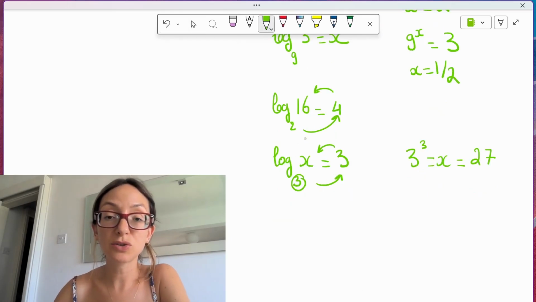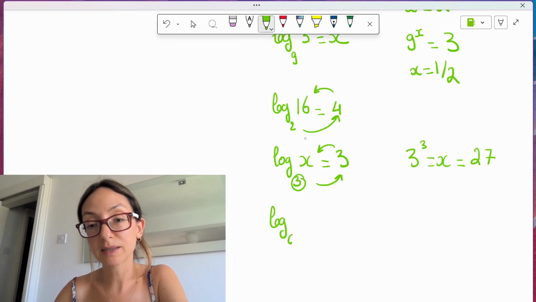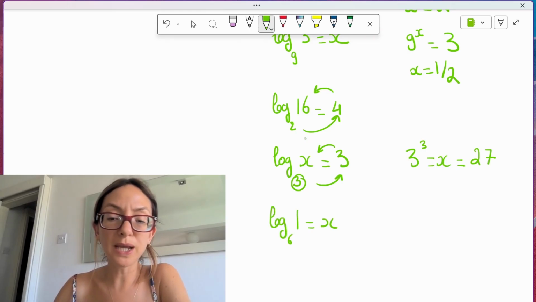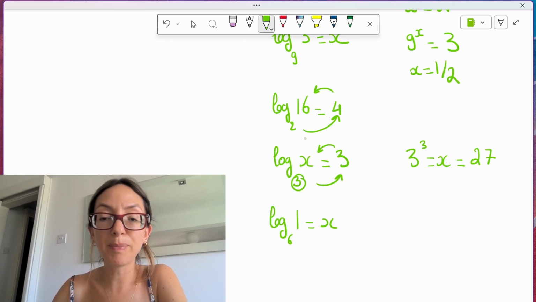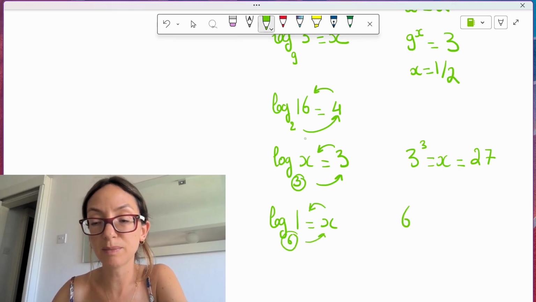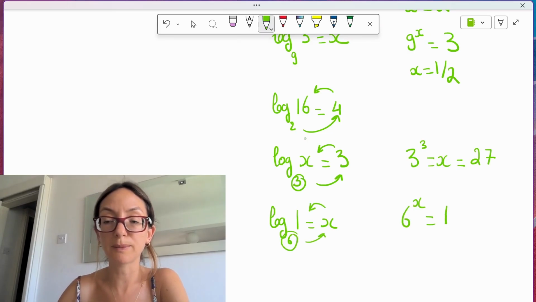Now, what if I ask you, what is the log base 6 of 1? So again, what are we asking here? We're saying, what is the power of 6 that will give us 1? So 6 to the power of x is equal to 1.